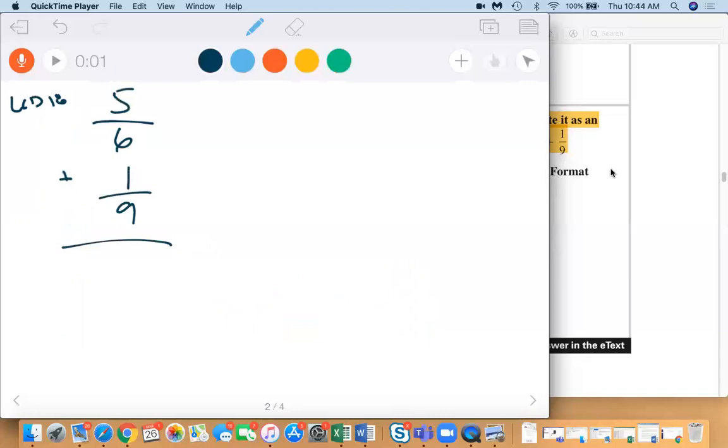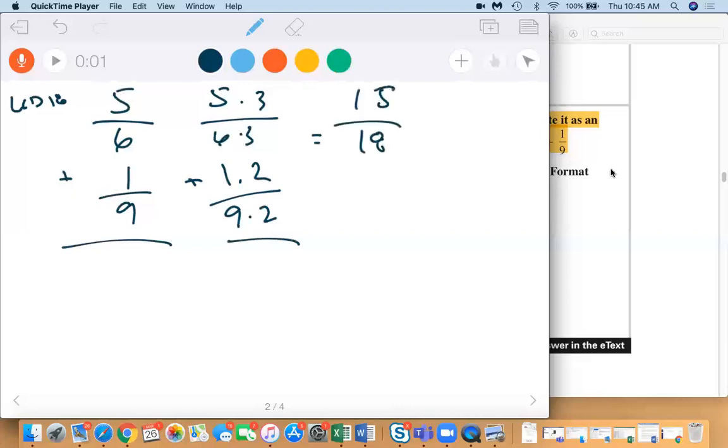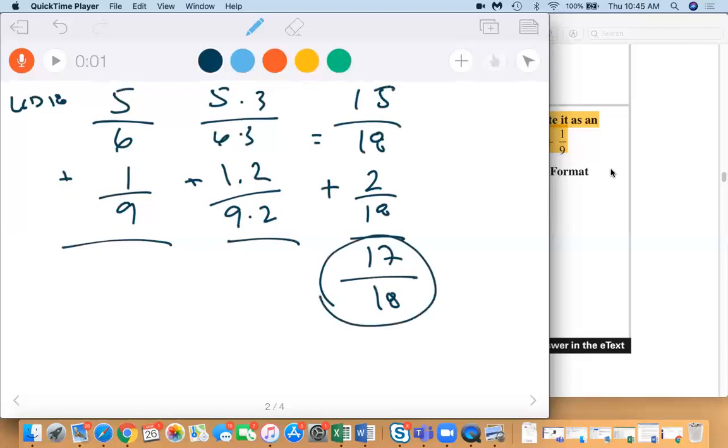So we're gonna go through a cross. So we're gonna say 5 times 3 over 6 times 3 plus 1 times 2 over 9 times 2, right? So that's gonna equal 15 over 18 plus 2 over 18, which equals 17 over 18. And there's your answer. So it gets the same answer, it's just how you get there.